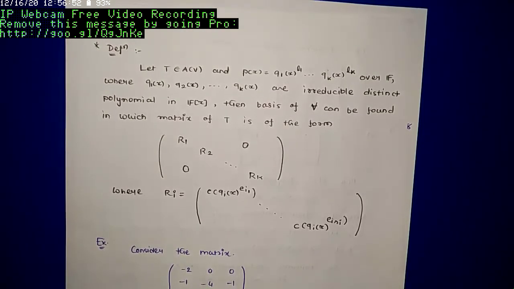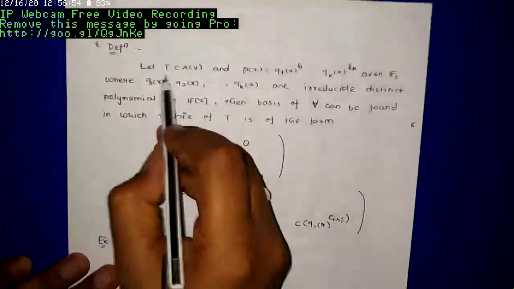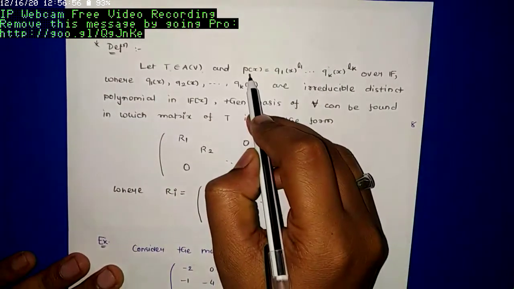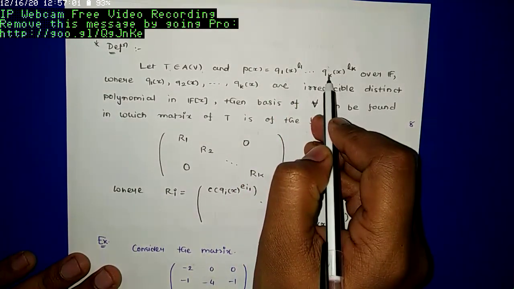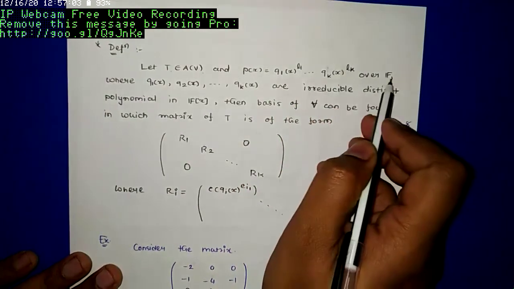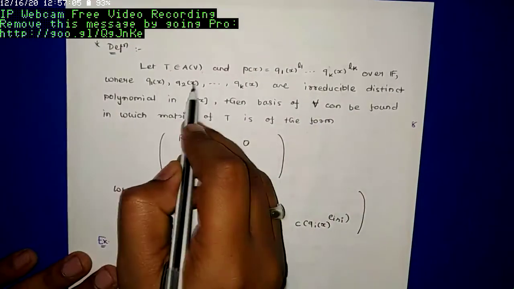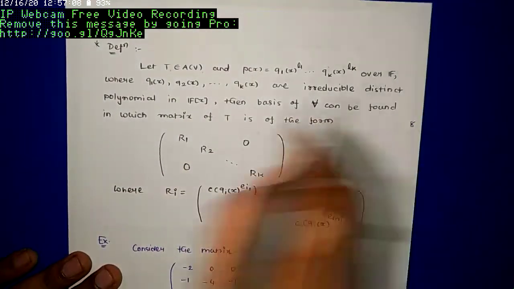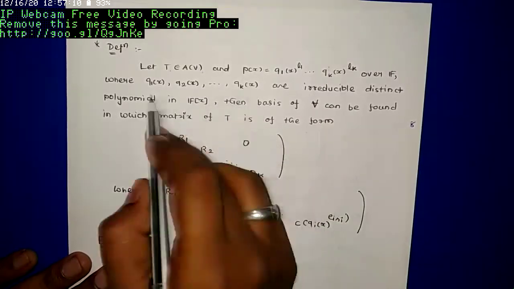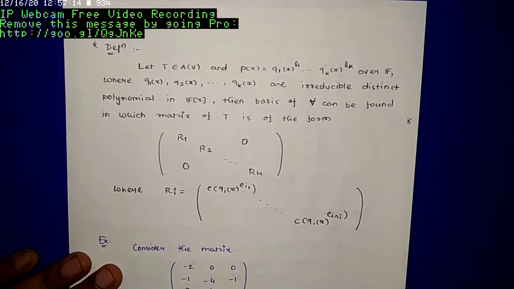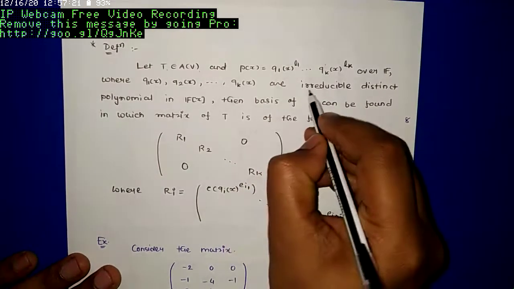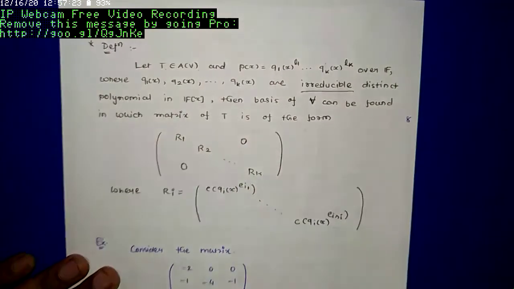What is rational canonical form? For that, let T belong to L(V) and a polynomial p(x) which equals q1(x)^l1 up to qk(x)^lk over F, where q1, q2 up to qk are irreducible distinct polynomials in F[x]. If this is not irreducible, then we don't want to go for a rational canonical form, because we have Jordan canonical form and we easily compute Jordan canonical form. So here this is the important word: irreducible distinct polynomials in F[x].